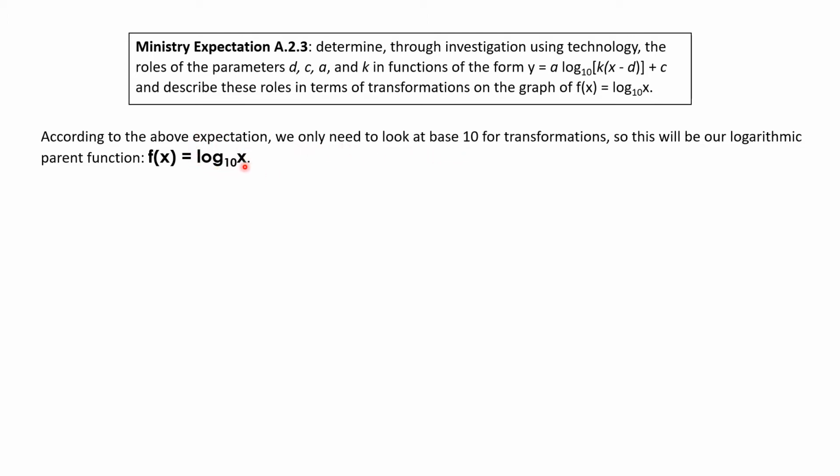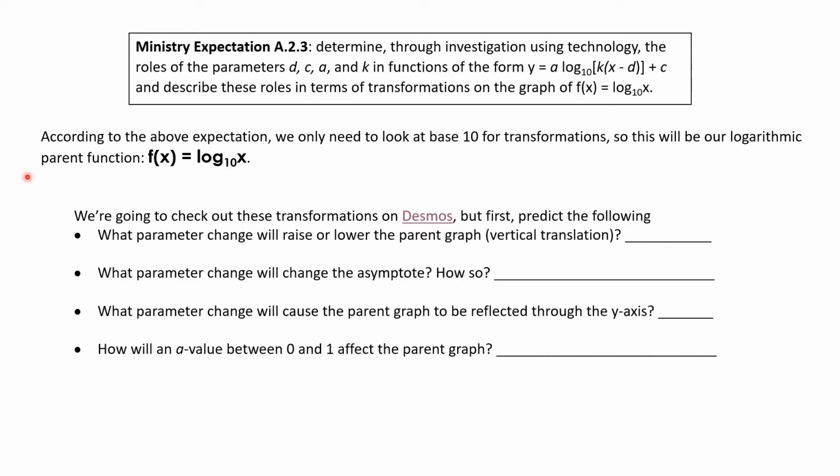So this is our new parent function. It's a base 10. We're going to check out these transformations on decimals on the next slide. But first, let's just do a little predicting here.